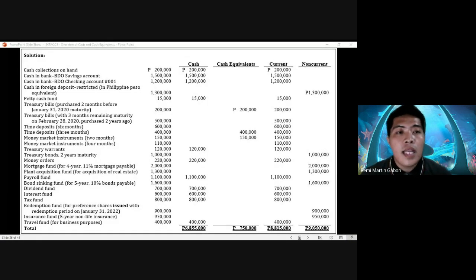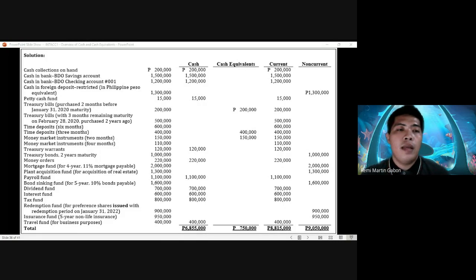Next, treasury bonds, 2 years maturity. So yan, 2 years maturity by the information itself. Okay? Neither cash equivalent, nor current asset. So yung 1 million, part ng non-current. Okay? Next, money orders. Money orders, part of cash, part of current assets.